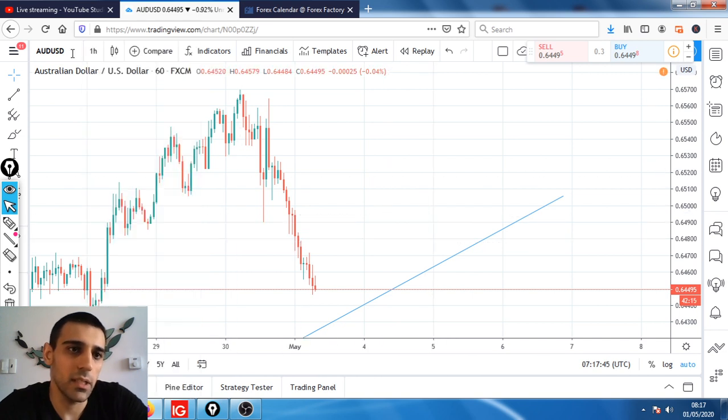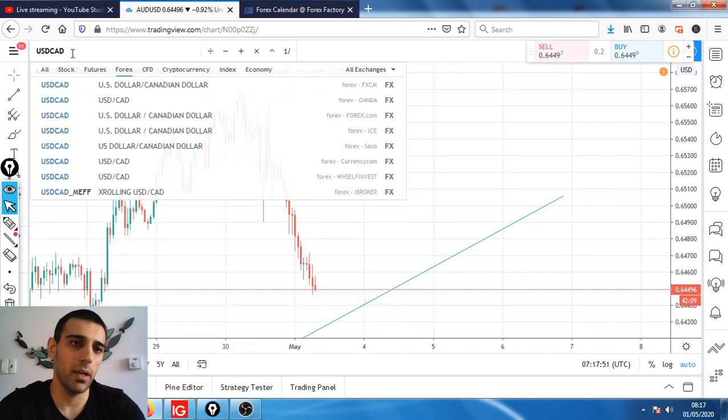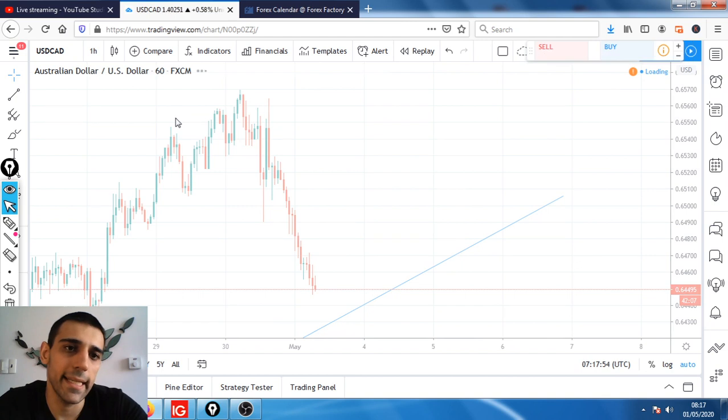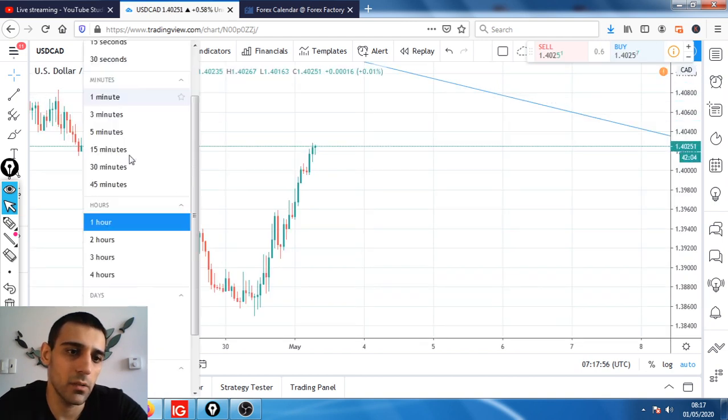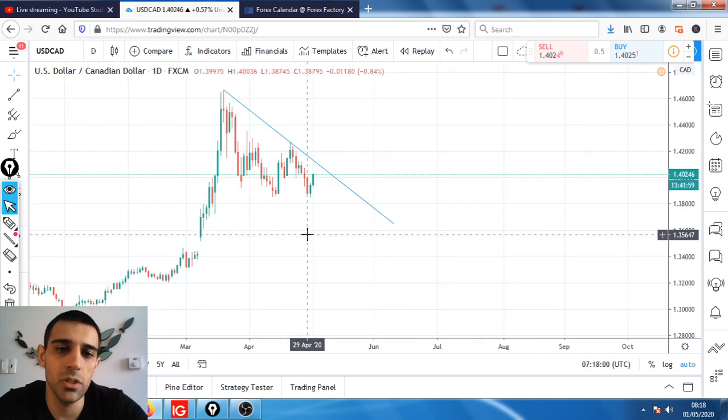So the next one is USDCAD. Let's see, USDCAD, oops, no, CAD. US dollar against Canada. So let's drill down to the daily time frame. This one looks similar-ish.